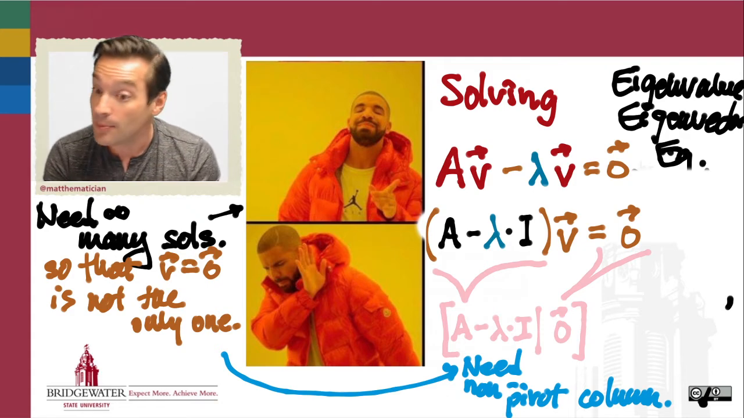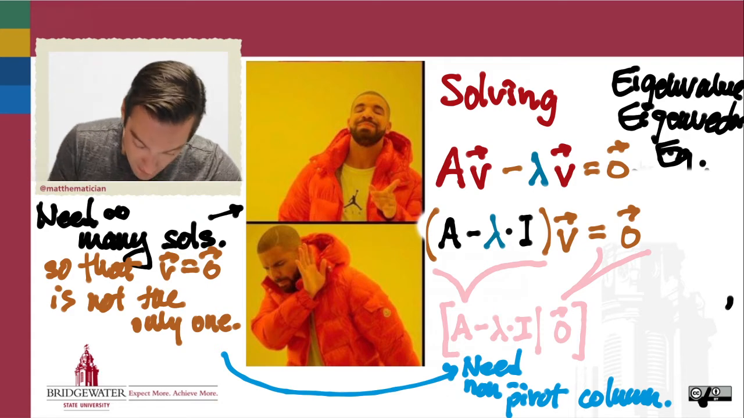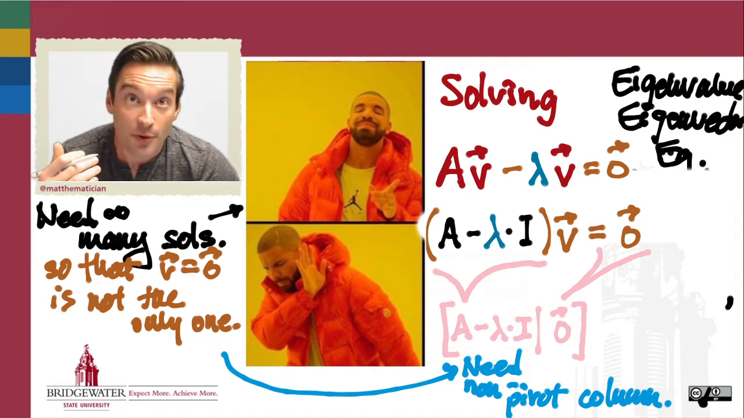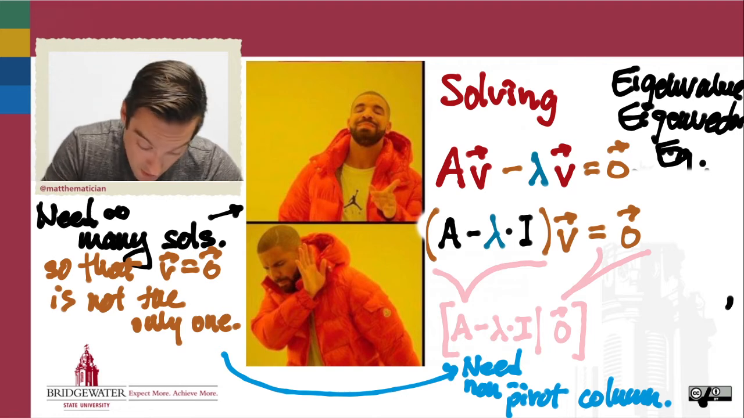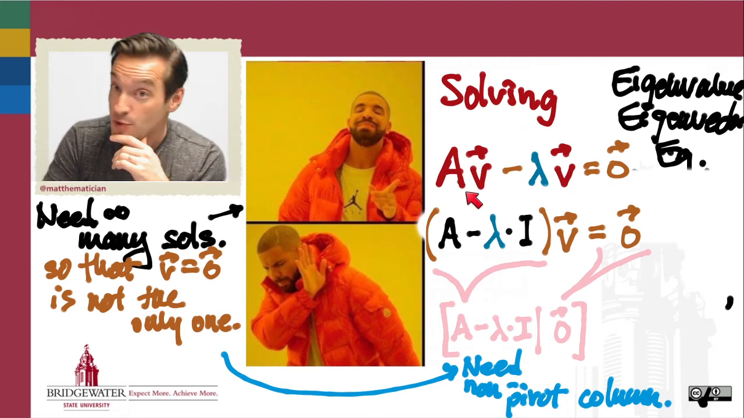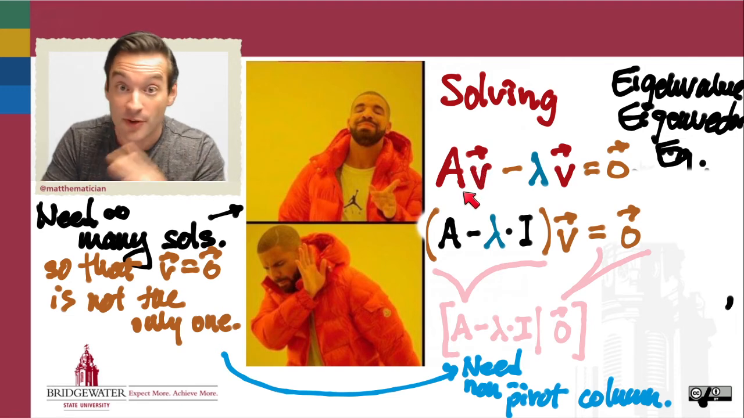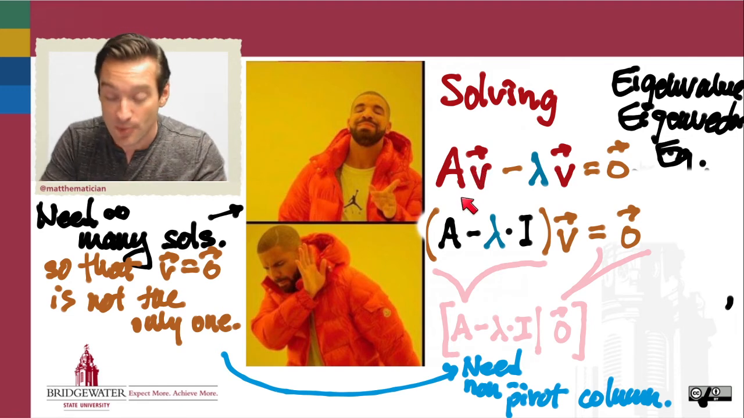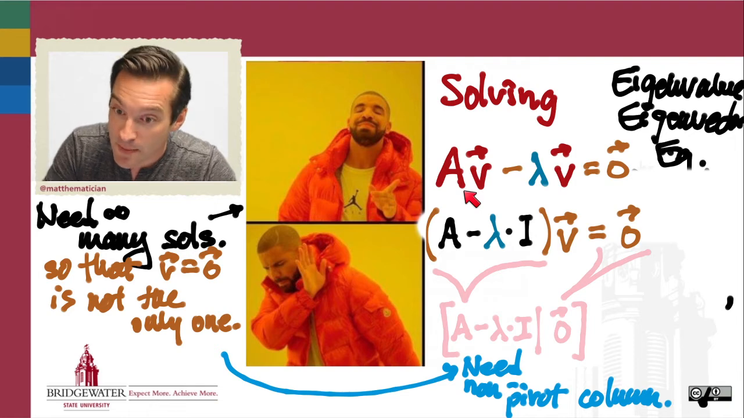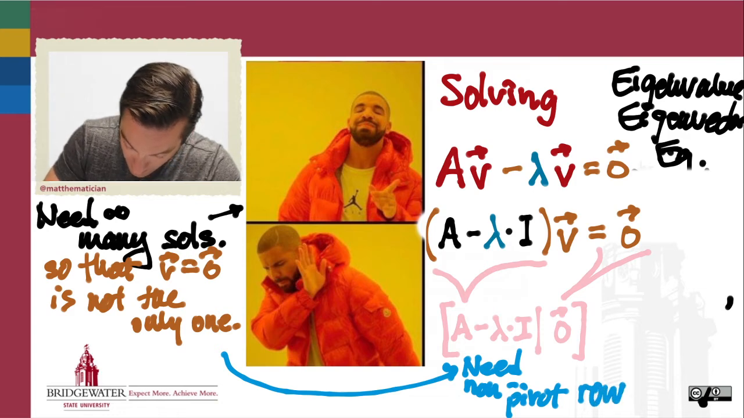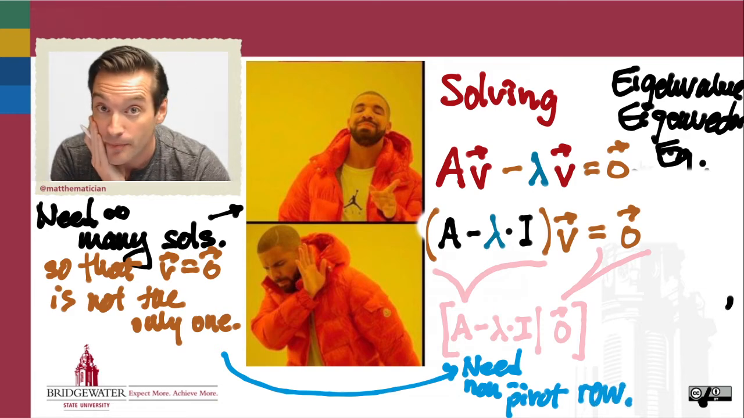Well, how do I get a non-pivot column? I'm only going to get a non-pivot column if I also get a non-pivot row. Because after all, my matrix A here is a square matrix. We're always starting with a square matrix when we're asking eigenvalue-eigenvector questions because we want the domain and the codomain to be the same vector space. So A is always going to be a square matrix. So if I need a non-pivot column, I can get one by having a non-pivot row. There's no way to have one without the other if my matrix is square.